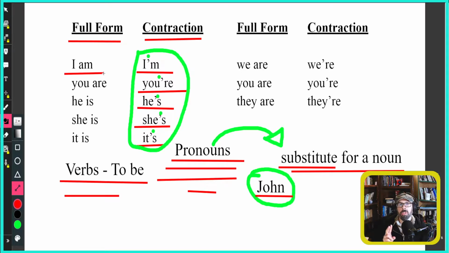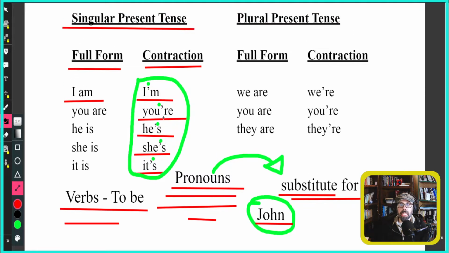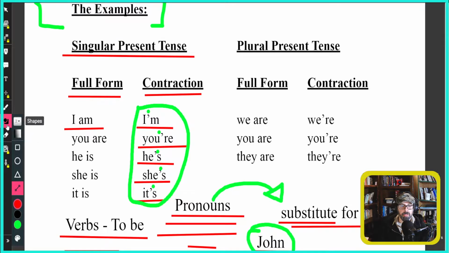I am, two sounds. You are, two sounds. He is, two sounds. She is, two sounds. It is, two sounds. So you have to say or pronounce two syllables, two sounds. Contraction, only one. Okay, let's switch now to plural, present tense, but plural.